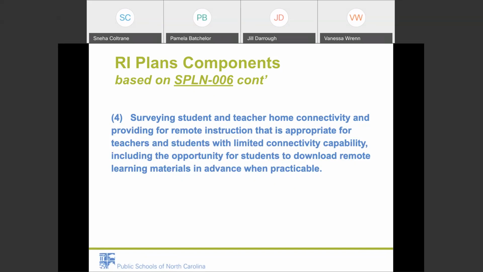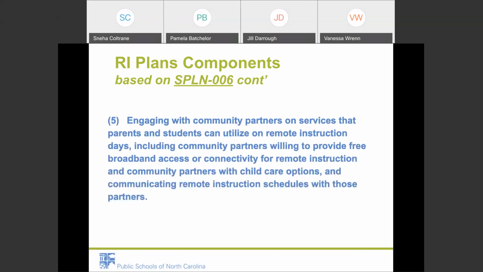Item 5 is engaging with your community partners on services that parents and students can utilize on remote instruction days. This will include community partners willing to provide free broadband access or connectivity, and also community partners who can provide childcare options. And part 2 of this is communicating those schedules of remote instruction and those options with your partners.